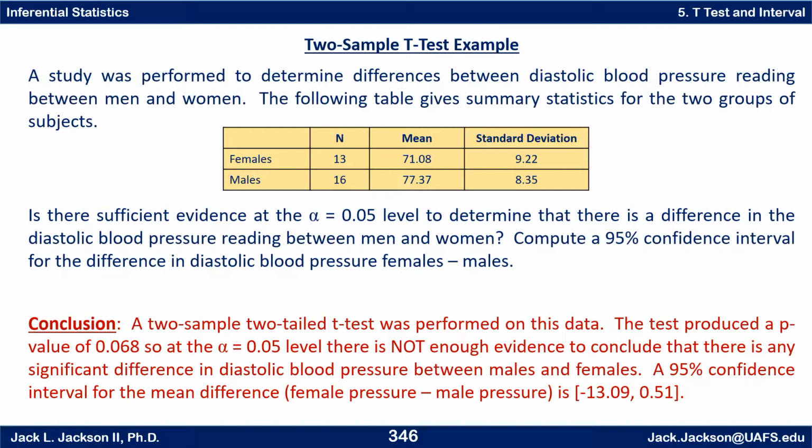So our conclusion is: a two-sample, two-tailed t-test was performed on this data. The test produced a p-value of 0.068, so at the alpha equals 0.05 level, there's not enough evidence to conclude that there is any significant difference in diastolic blood pressure between males and females. A 95% confidence interval for the mean difference, female pressure minus male, is negative 13.09 up to 0.51.